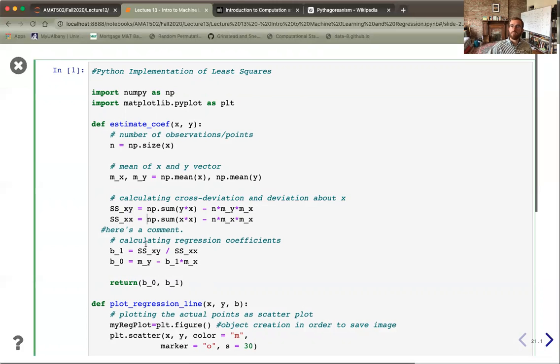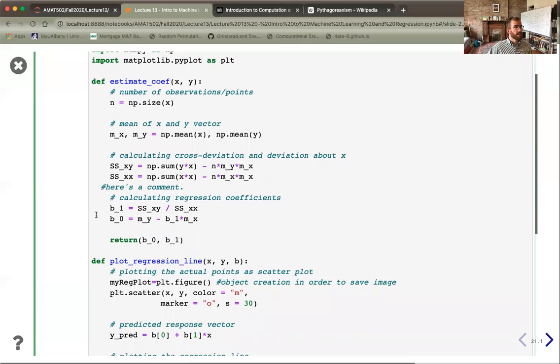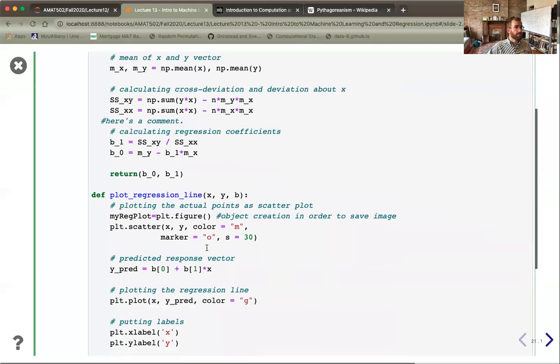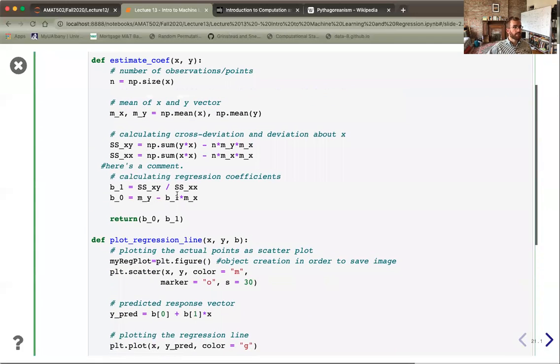And I just go ahead and write in Python the formulas I just showed you. So B1 is equal to SS_xy divided by SS_xx. And B0 is the mean of y minus B1 times the mean of x. And then I can just return that as a tuple, beta 0, beta 1. So that's what it means to estimate my coefficients.